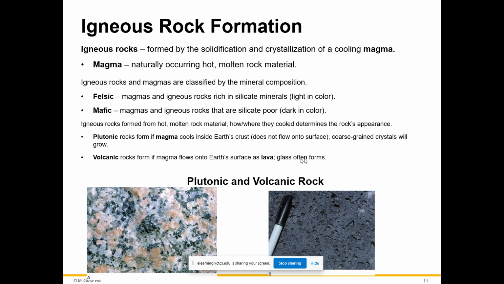Also, glass forms that way too because it just freezes. It's almost like a frozen liquid coming out, and so that's where you get obsidian, which is technically a glass. So you also have felsic and mafic. Felsic are more silicate rich and light in color, and mafic magmas are silicate poor, so they're darker in color. Your granites are going to be felsic, and if you go to Hawaii, a lot of those volcanoes are going to be more mafic.